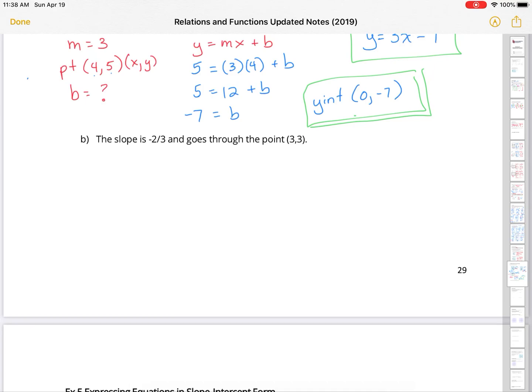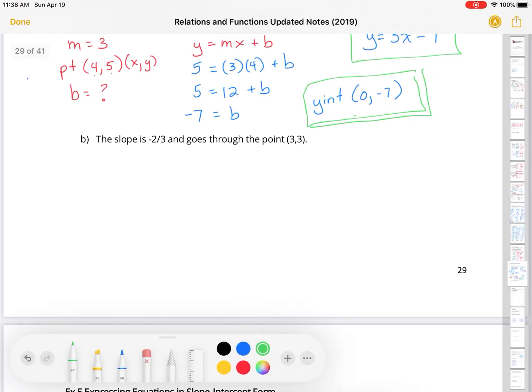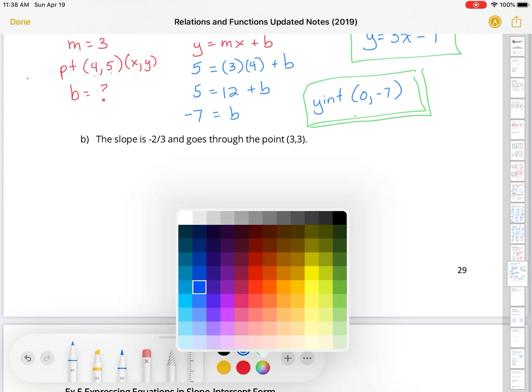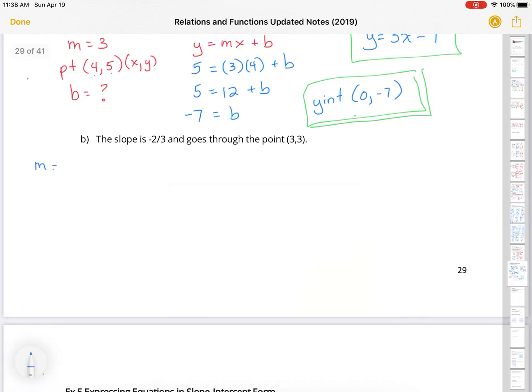So pause now, and you're back. Okay, so in this one here, it says the slope is negative 2 over 3. That's given here, and it goes through the point (3, 3). Okay, and we want to find the y-intercept.